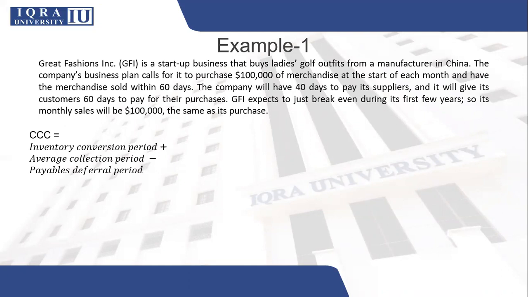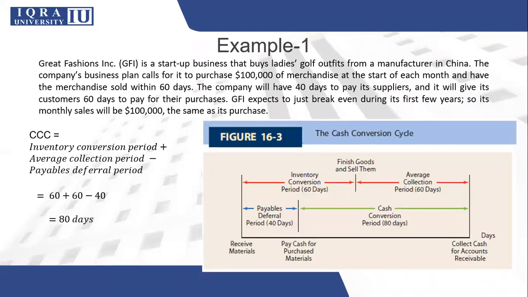The company will have 40 days to pay its suppliers. This is your payables deferral period. This is the number of days you have to pay your suppliers, and it will give its customers 60 days to pay for their purchases. This 60 represents the average collection period. This is the time that customers require to give you your payment. So if we calculate the cash conversion cycle for this business, it is going to be 80 days. Now, what does this 80 days signify? Let's look at a graph to understand this.